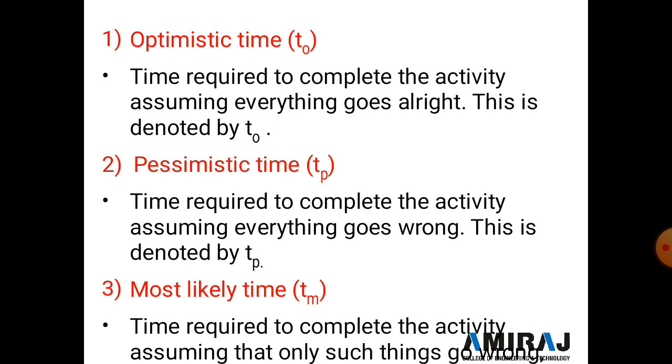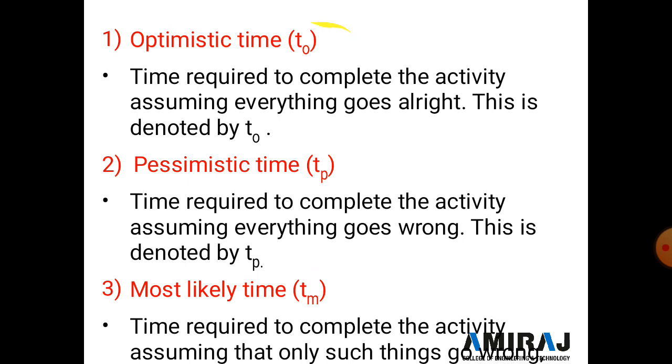It is the time required to complete the activity assuming that only some things go wrong. Here M indicates most likely and T indicates time. So it is the time required to complete an activity assuming that some of the activities go in the wrong direction and some go in the right direction, like some activities are completed on time and some require more time. This is known as the most likely time.